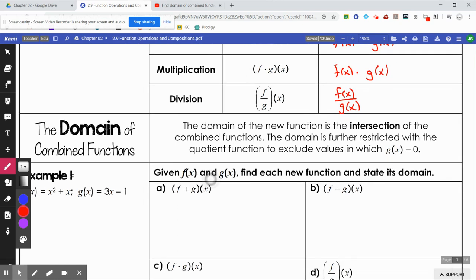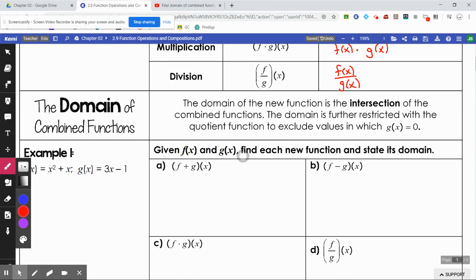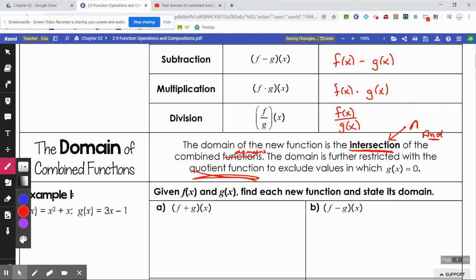Now it says the domain, and this is probably the hardest part of this. The domain of a new function is the intersection. Now, when I say intersection, here's what I mean: it's an "and" statement. And we'll understand as we work why that's true. But it's the intersection of the combined functions, or the combined domains, you could actually put domains there. The domain is further restricted with the quotient. So we've got to find the intersection for the other ones.